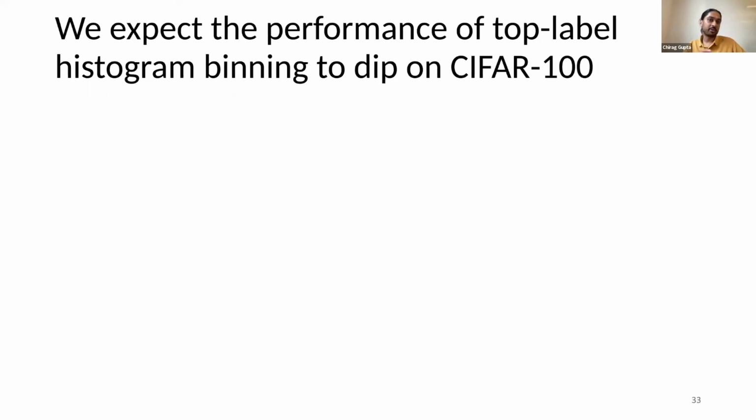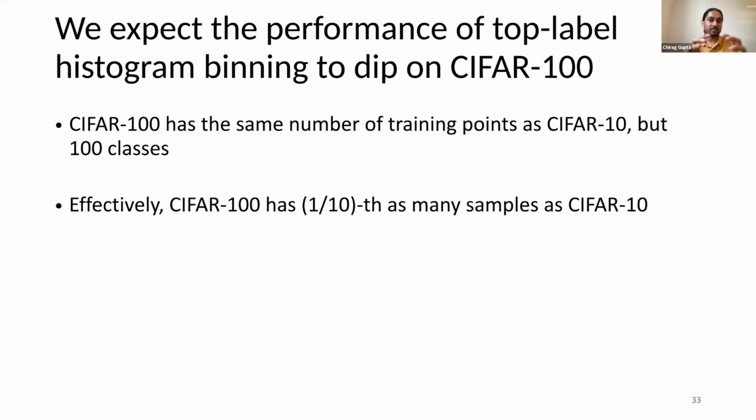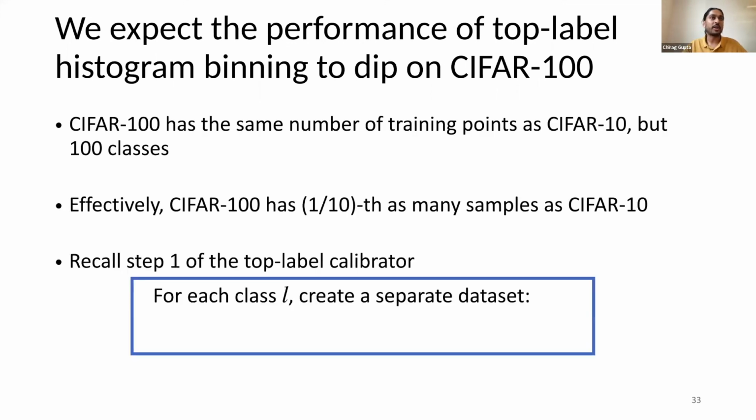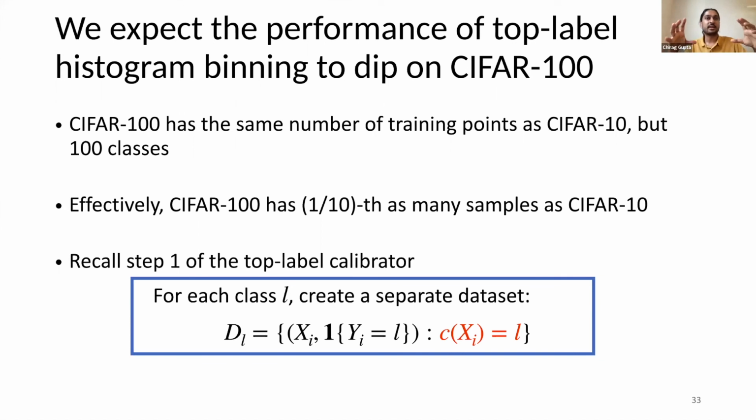Finally, a thing I previewed briefly earlier was that we expect histogram binning to do worse on CIFAR-10, CIFAR-100 because of the number of classes being higher. And I have some intuition here about the fact that top label calibration splits the classes across different data sets. I won't go into the details, but basically you perform this data set splitting operation, and now you're splitting it into 100 different data sets. So you're losing a lot of statistical efficiency.